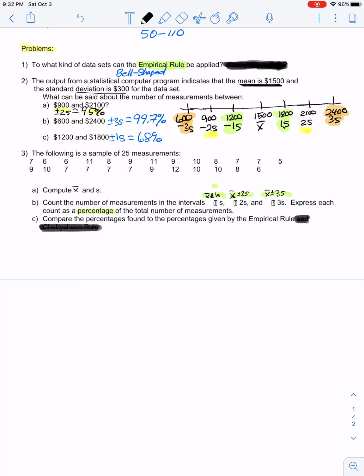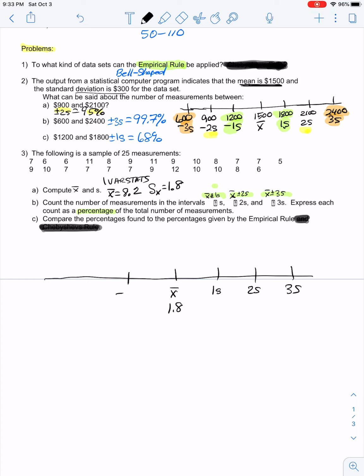I have my data in. I have used one of our stats to calculate my mean, which I found to be 8.24, so I'm going to just say 8.2. For standard deviation, I used S sub x for a sample, and I got 1.8. So in creating a quick number line below here, I'm going to start with my mean at 8.2. I'm going to do 3 deviations to the right, 3 deviations to the left, and then I'm going to plot my data.